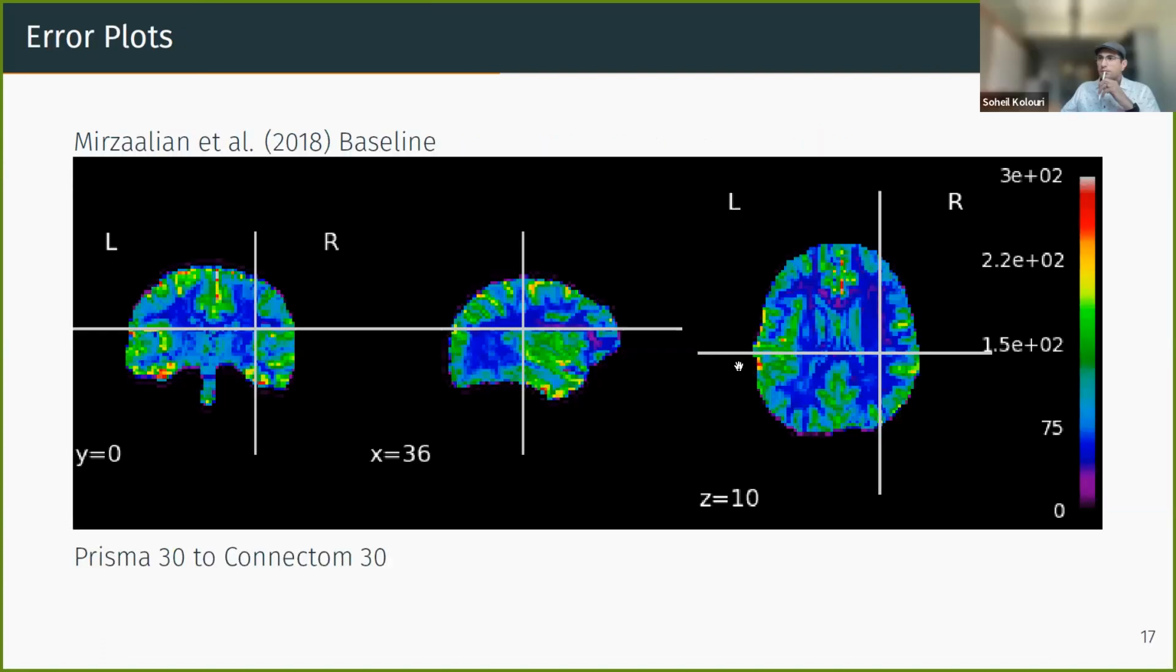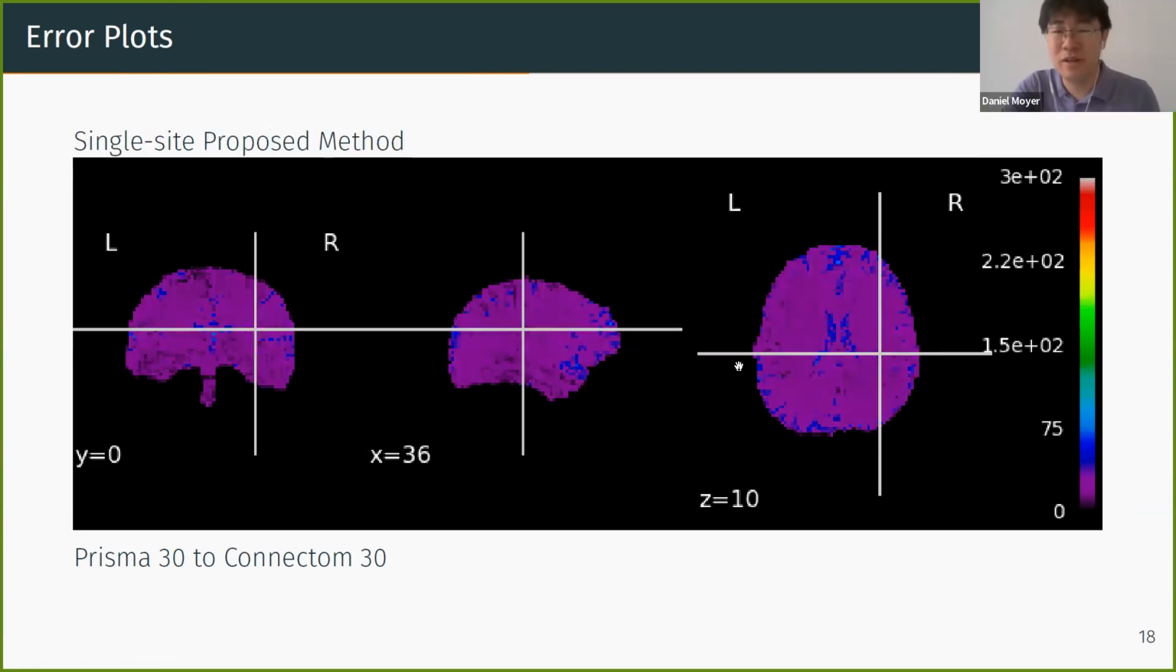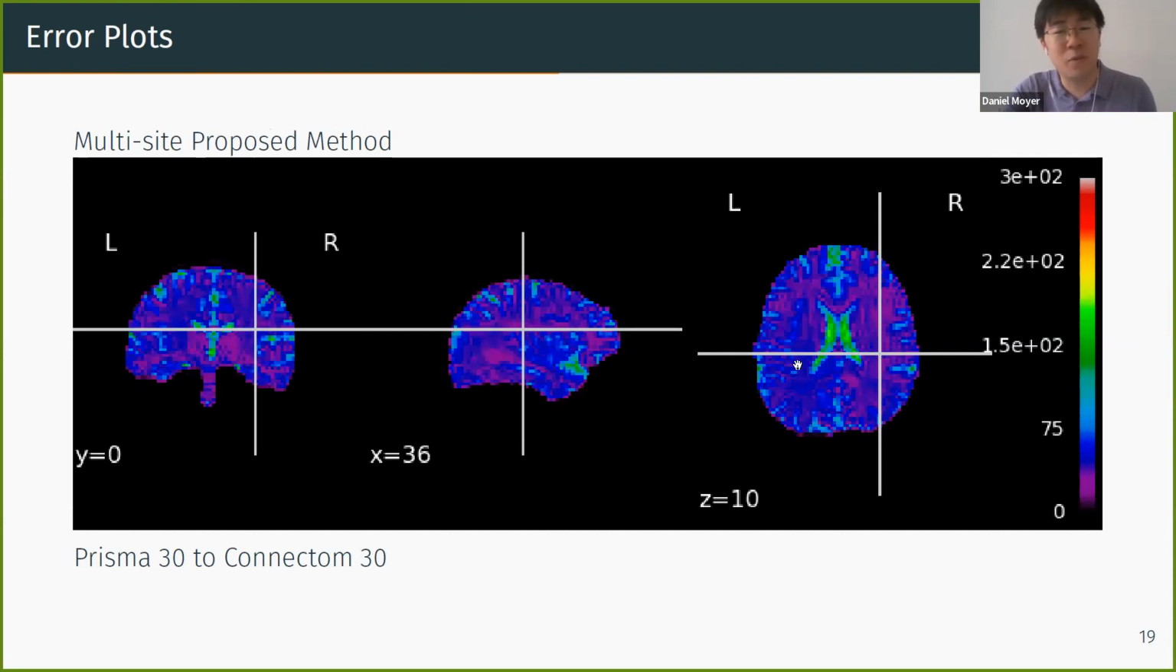So again, if we look at the error plots, we want these to be all uniform, and you can actually see a brain structure here. You can see the white matter patterning. So that's really bad. That means our harmonization has different error rates based on the tissue type, which is not good. Here, instead, we only see the CSF, which is what we want to see. And if we try the multi-site version, we still get some white matter patterning, but it's better than the previous version.